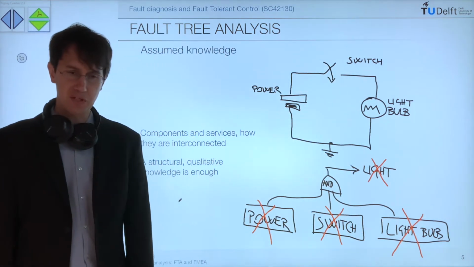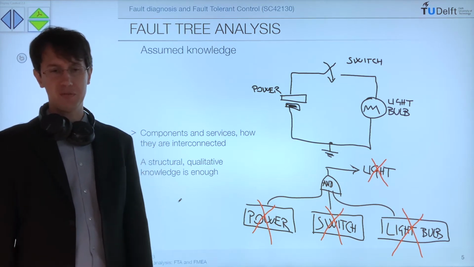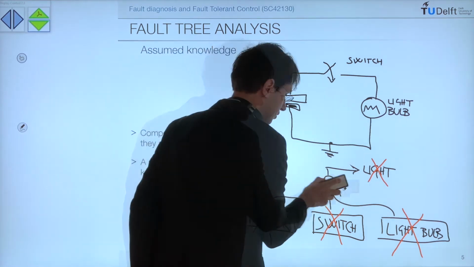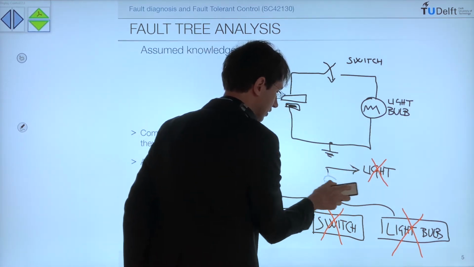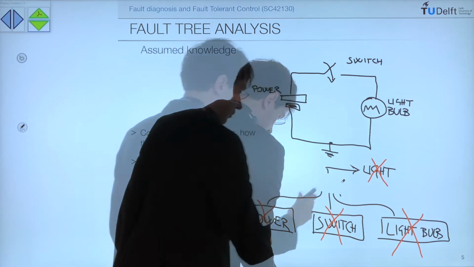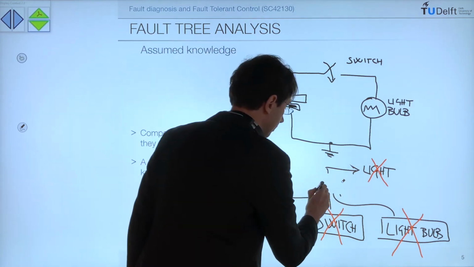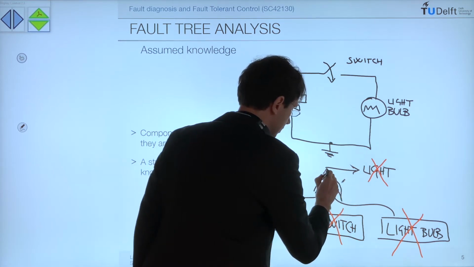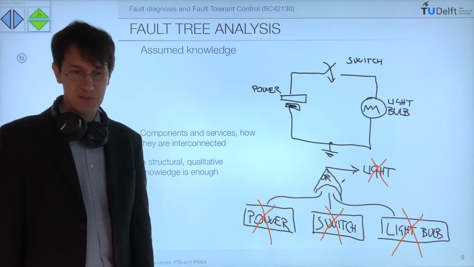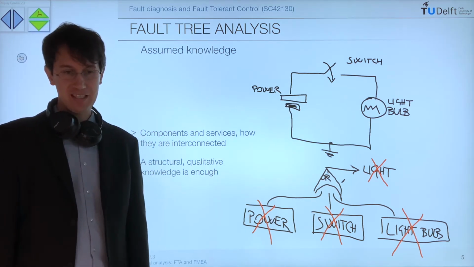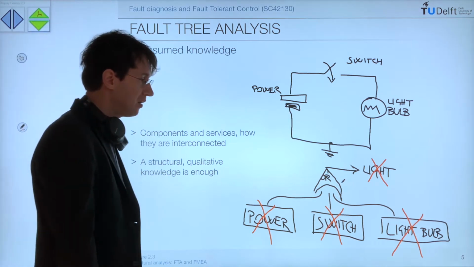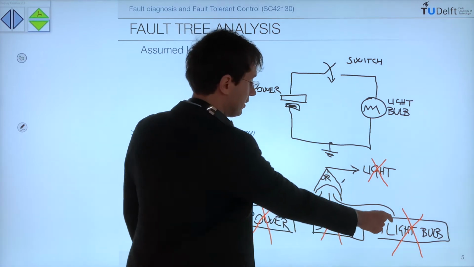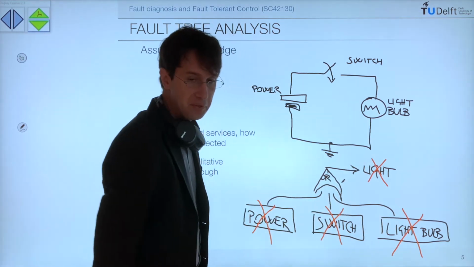Okay, that was rather intuitive. So if we switch from positive to negative logic, all we need to do is to change the AND into a logical OR, which is denoted with this symbol, OR. So this is the way to represent the same reasoning in negative logic. Either the power is not working, or the switch is not working, or the light bulb is not working, then we don't get light.